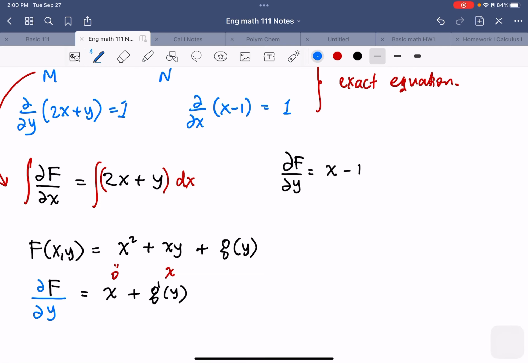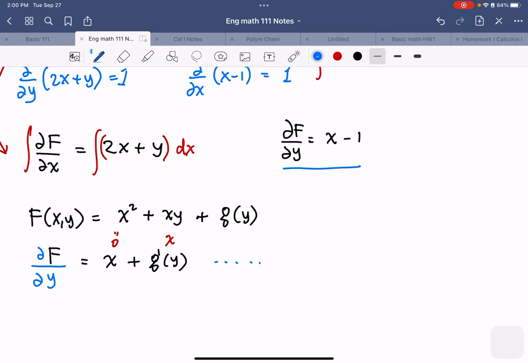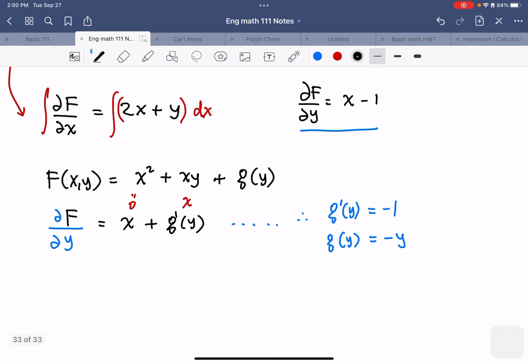So from this N, we get the conclusion that g prime of y should be negative 1, which resulted in g of y is negative y. Then our proposed solution, or proposed curve or proposed function, is f equals x squared plus xy minus y.